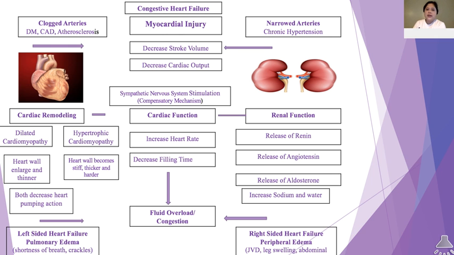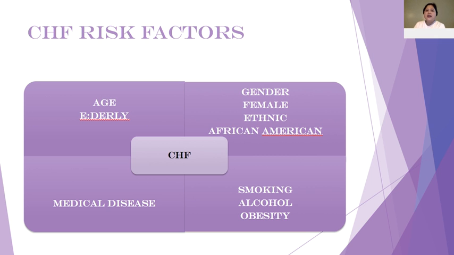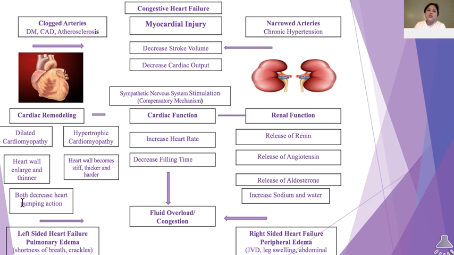And why these things happen? Because of the clogging of arteries and the narrowing of arteries. Then we will ask why there is a clogging and narrowing of arteries. Clogging and narrowing of arteries are caused by some CHF factors like elderly, female, ethnic African American, smoking, alcohol, obesity, and some medical condition. And the medical condition that cause clogging of the artery includes diabetes, coronary artery disease, and atherosclerosis, and the one that narrowed arteries is chronic hypertension.